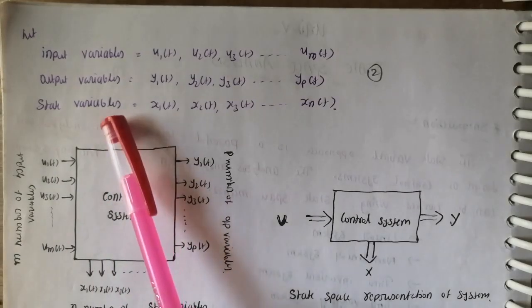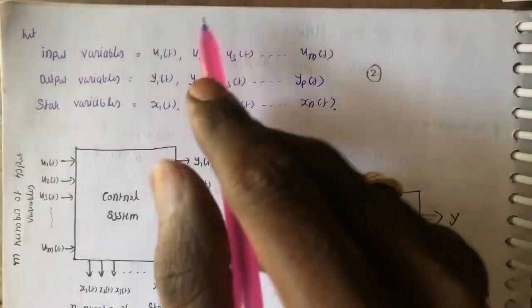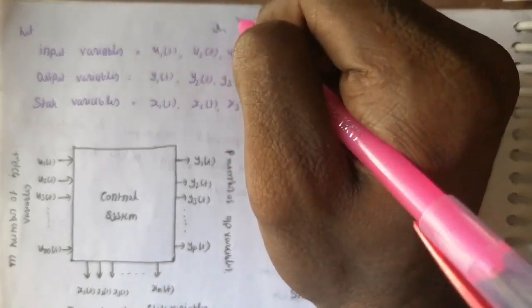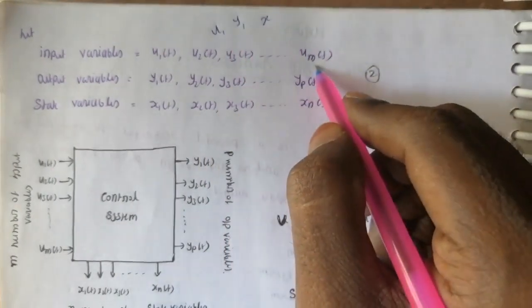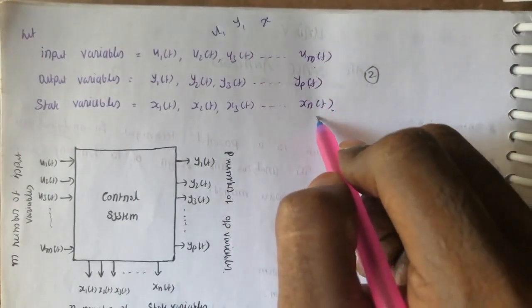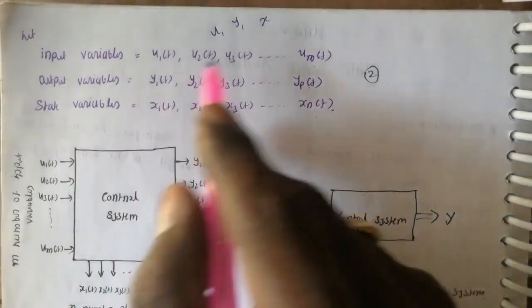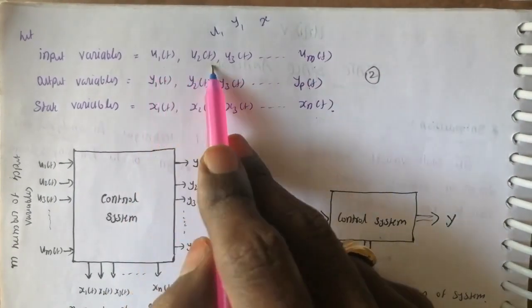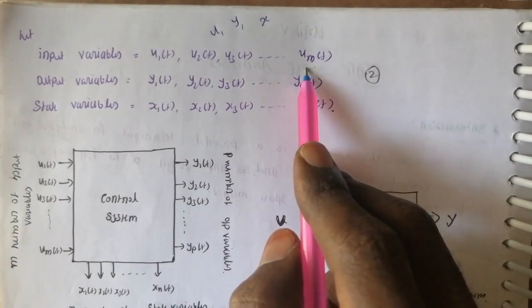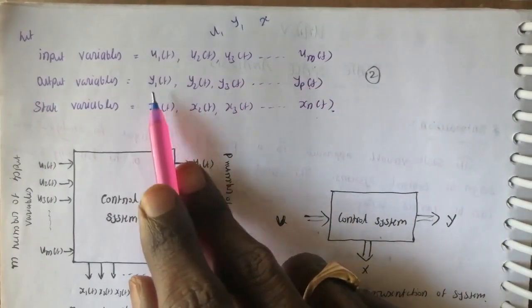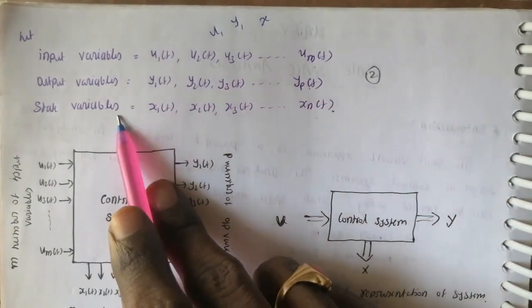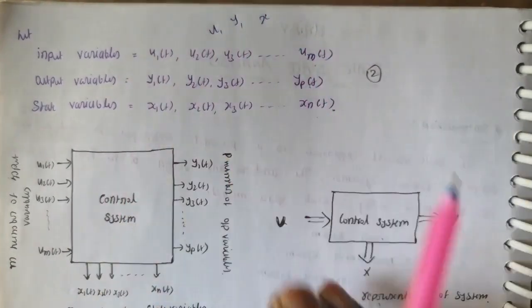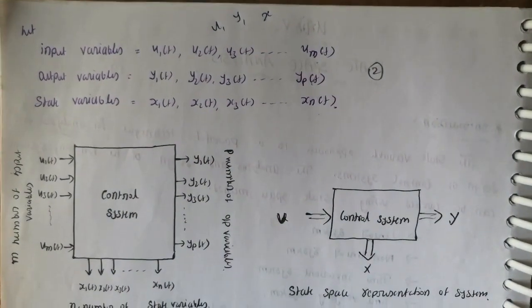Now let's consider the input variables, up to m. Input is denoted by u, output is denoted by y, and state variable is denoted by x. We have m inputs, p outputs, and n state variables. Let me consider the input variables u1(t), u2(t), u3(t) up to um(t), and output variables y1(t), y2(t), y3(t) up to yp(t). Similarly the state variables. By using these three variables, let me see how the control system will be represented.